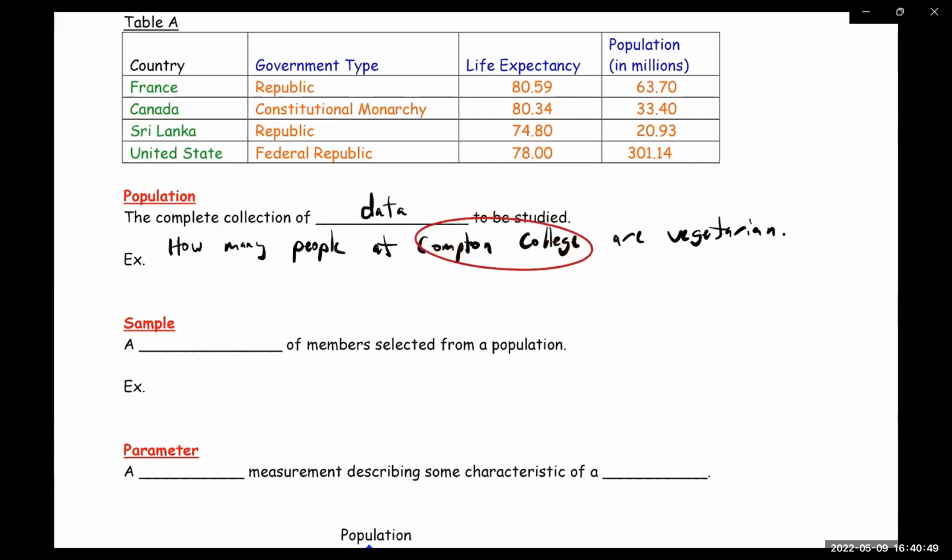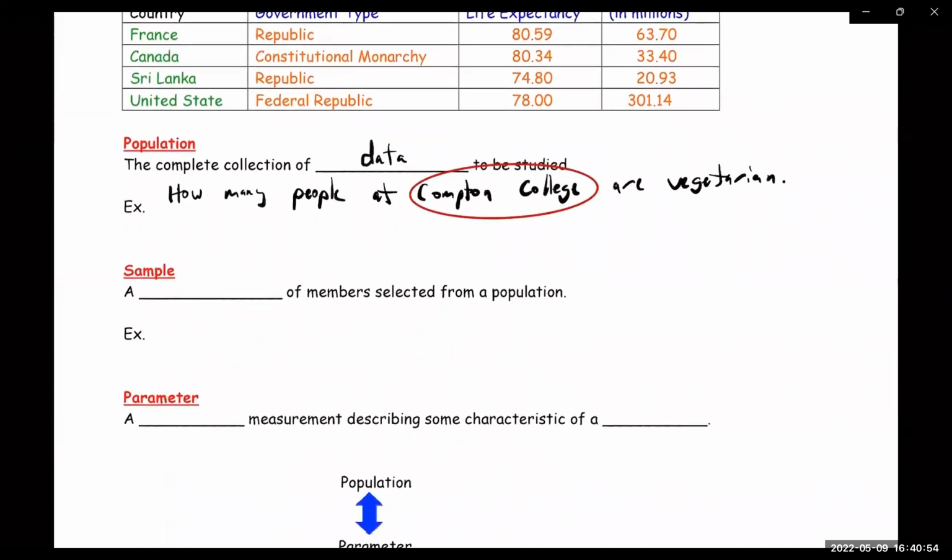That would be the population, everybody at Compton College. The sample is a set of members selected from a group or a sub-collection. I'll call it a sub-collection of members selected from a population.